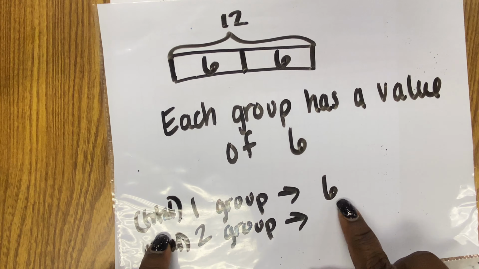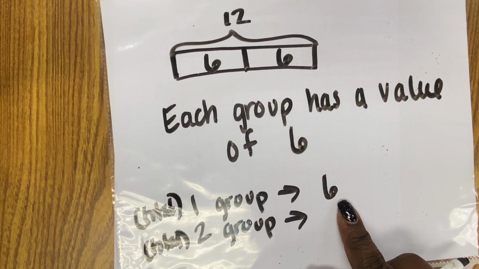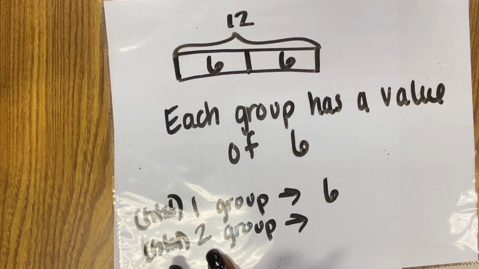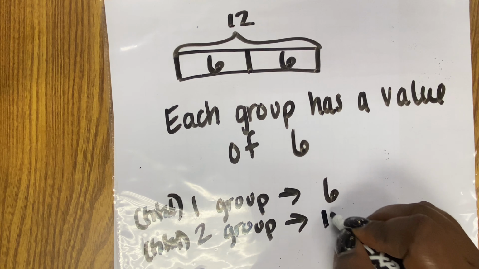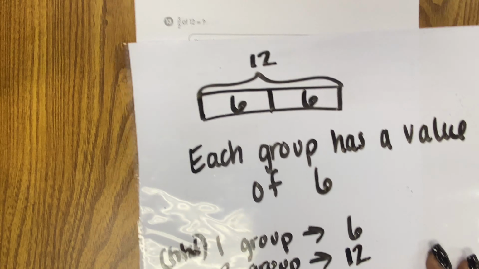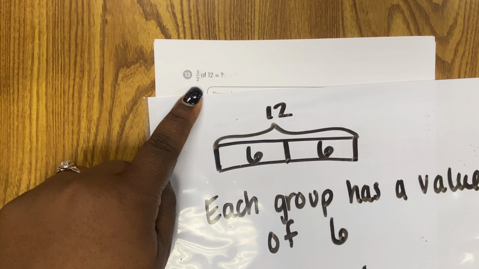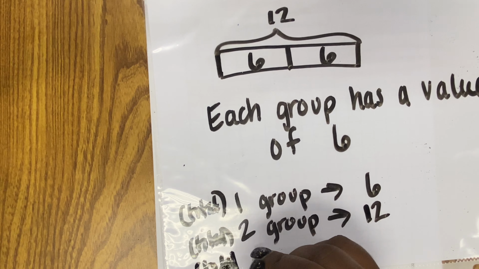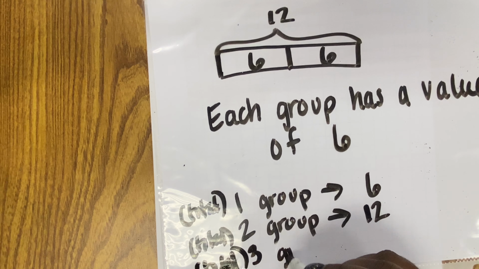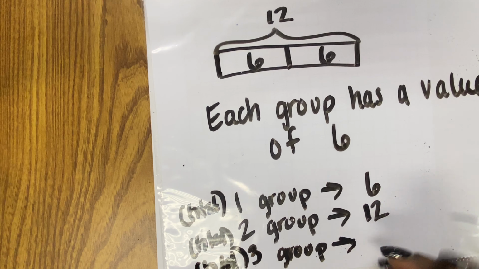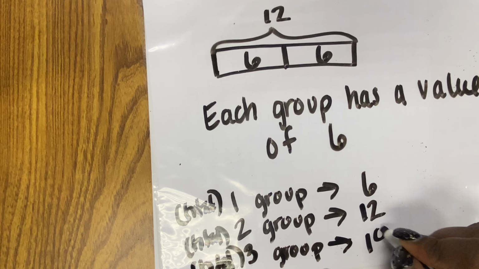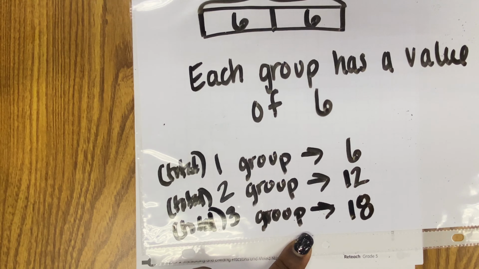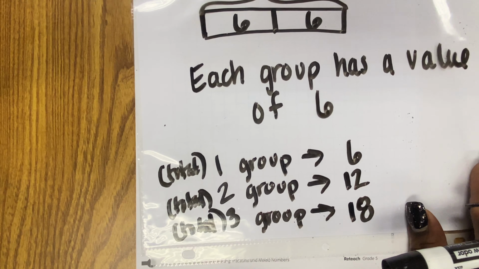One group total would be 6. If you add another group, you're going to add another 6 for that second group, for a total of 12. Well, if we go back to the question, they're asking for 3 of those halves. So we need to do a third group. So a third group would be 18.